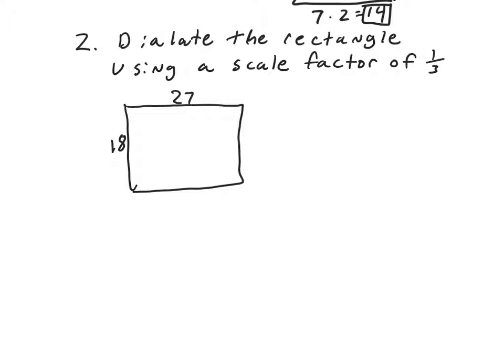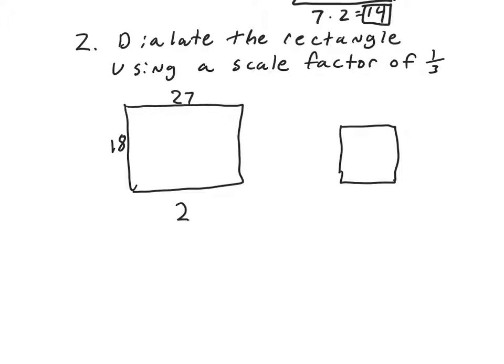Okay, for our next example, we're going to dilate the rectangle using a scale factor of 1/3. So that's less than 1, so I know it's going to be a shrink for this one. It's going to get smaller. We're going to end up with a smaller rectangle. And we just do it the same way we did the other one. We're still multiplying. You always want to multiply.